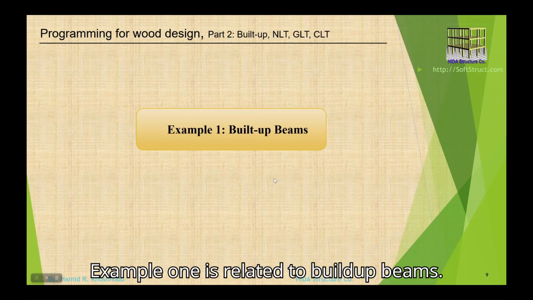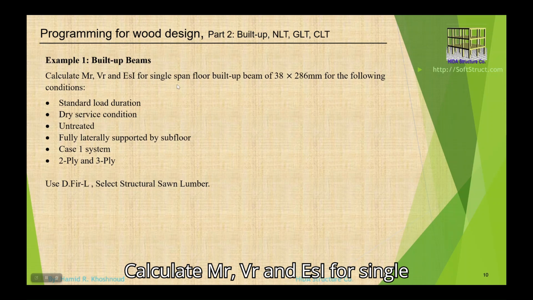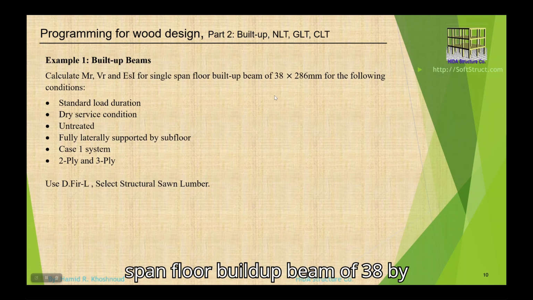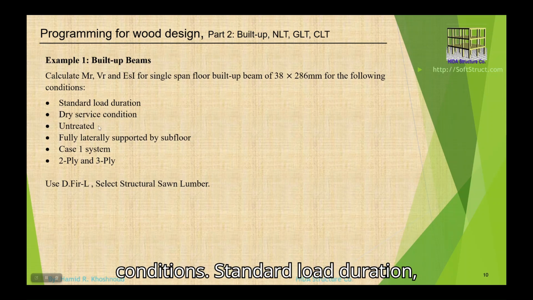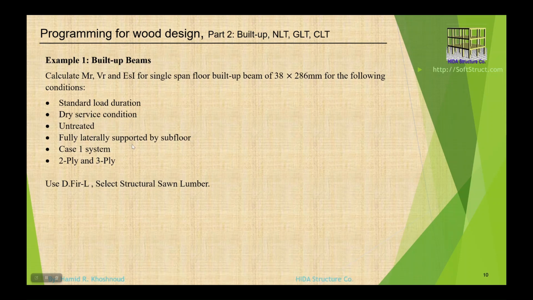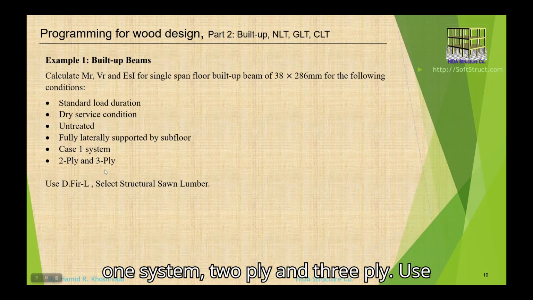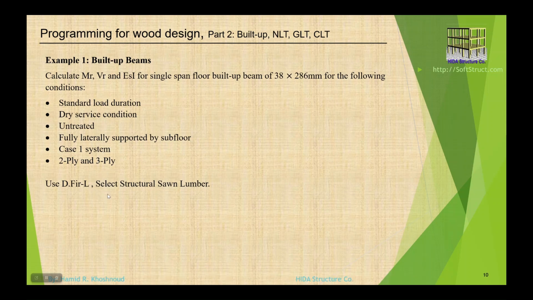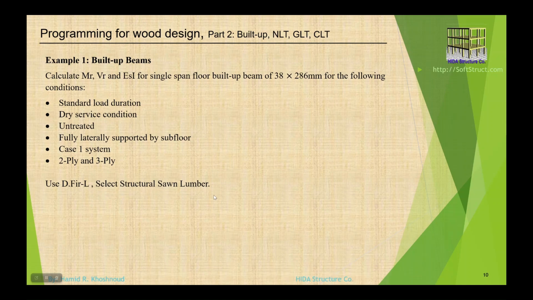Example 1 is related to built-up beams. Calculate Mr, Vr, and EI for a single span floor built-up beam of 38 by 286 mm for the following conditions: standard load duration, dry service condition, untreated, fully laterally supported by subfloor, case 1 system, 2-ply and 3-ply. Use Douglas fir-larch. Select structural sawn lumber.